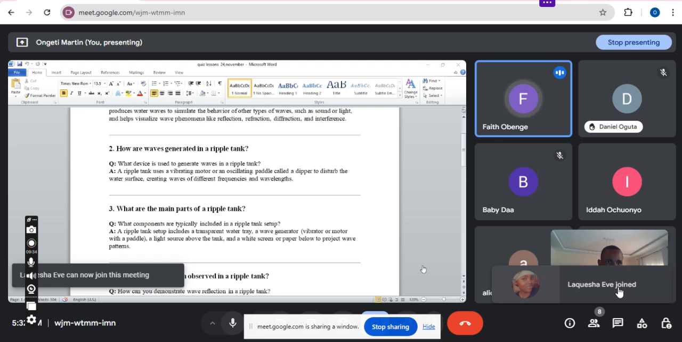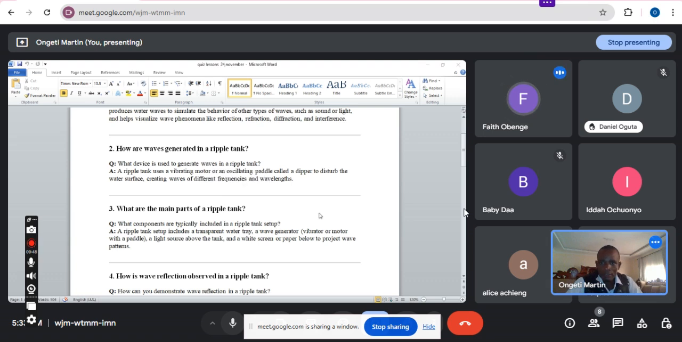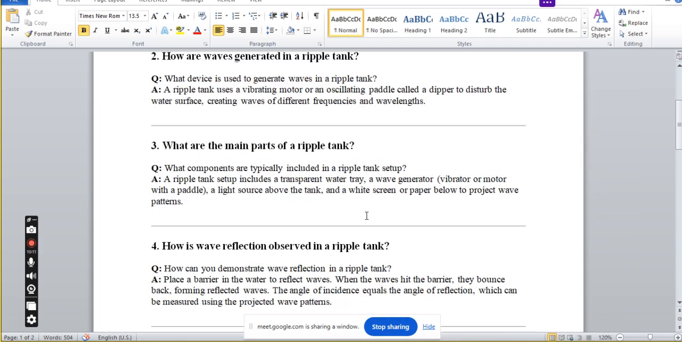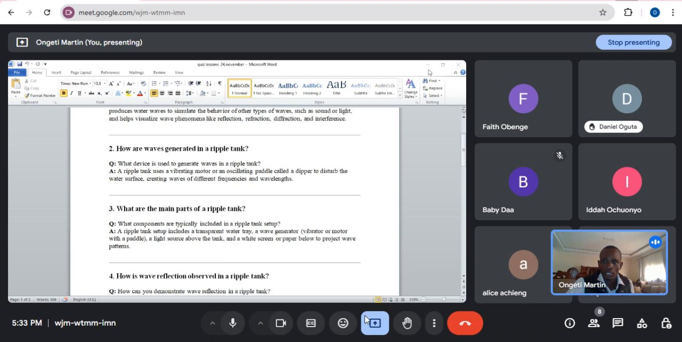Okay, welcome back, Tiffany. So a ripple tank setup includes a transparent water tray and also some generators. These generators are normally used to generate the waves. I said previously that if it is a straight bar, then it is going to generate the straight waves. If it is a circular vibrator, it's going to generate the circular waves. Okay, let's try to move very fast. Tiffany, you can now take the fourth question. That's where we are.